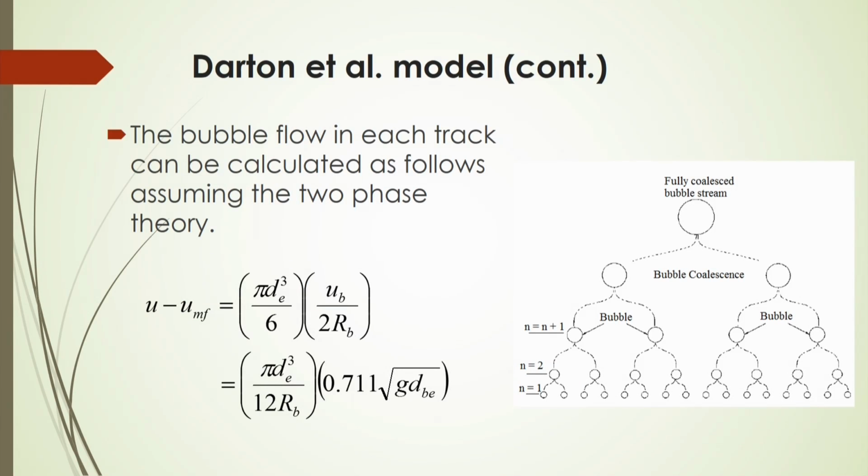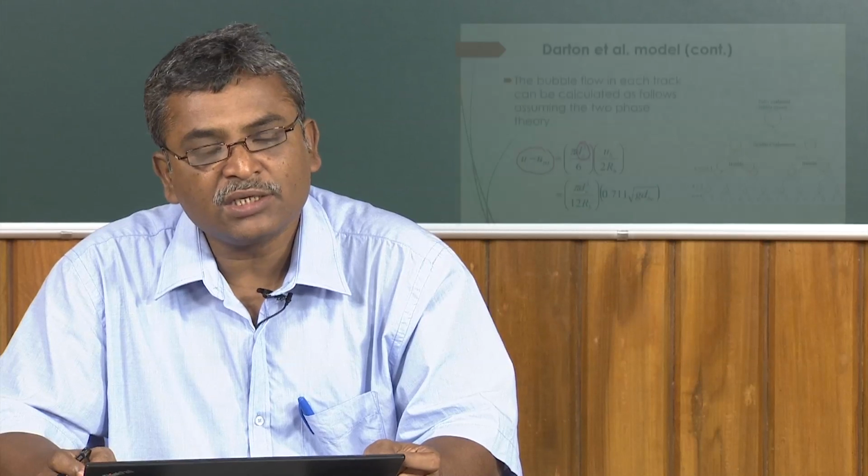Based on that, they have suggested how to calculate the bubble flow in each track. According to their model, the bubble flow, that is u minus U_mf, called the relative flow of the bubble, can be calculated from the two-phase theory as per these correlations. This will be equal to pi d_e cubed by 6 into U_B by 2 R_B, where d_e is called the equivalent bubble diameter, because all bubbles may not be the same in size and also the same in shape.